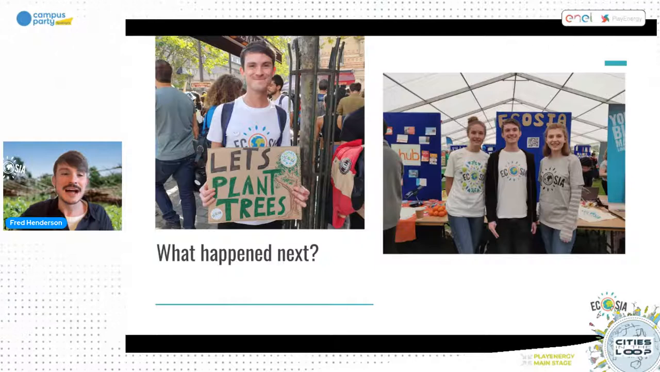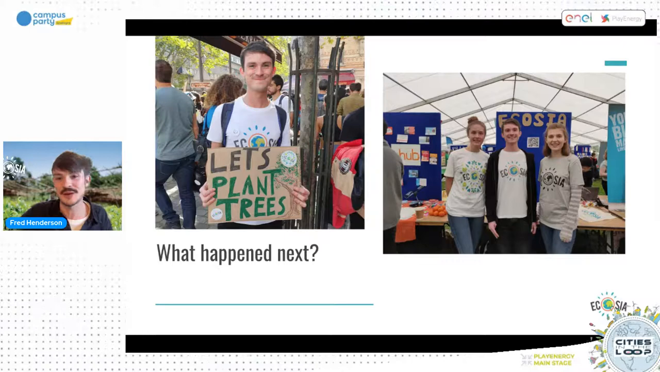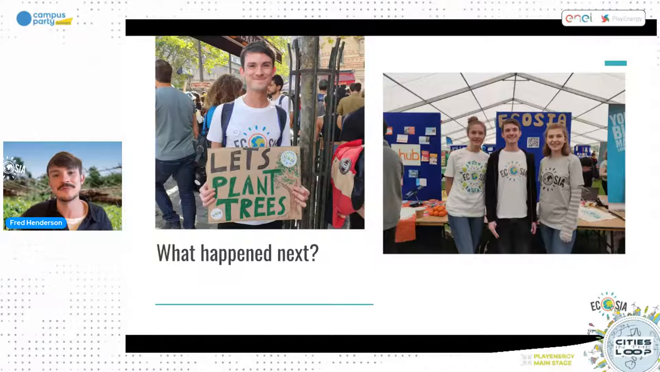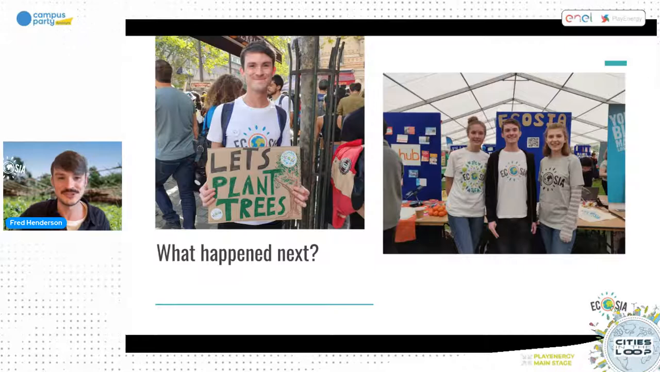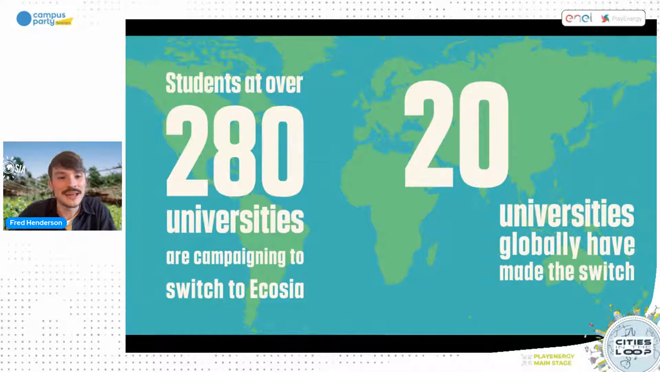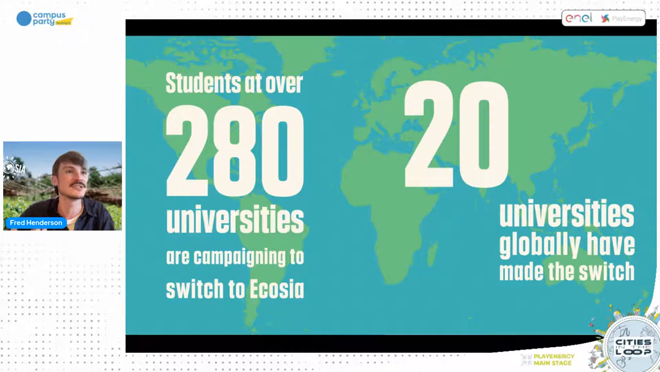So after campaigning at the University of Sussex and helping other students to launch campaigns, I was then offered a 3-month internship at Ecosia, where I've been able to continue working on Ecosia on campus and helping students to launch their own campaigns. There are now over 280 student campaigns around the world, and more than 20 to 25 universities have made Ecosia the default. And this is all thanks to student campaigners and students wanting to make a difference while they're at university.